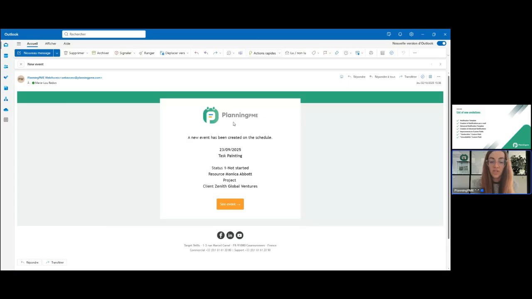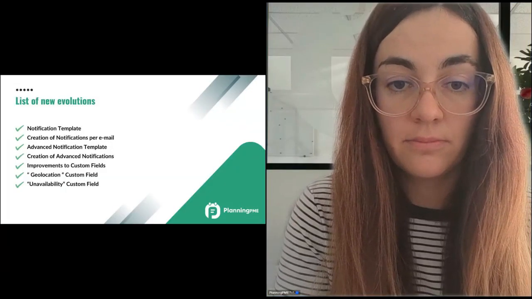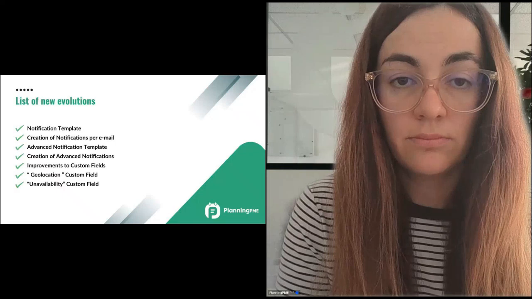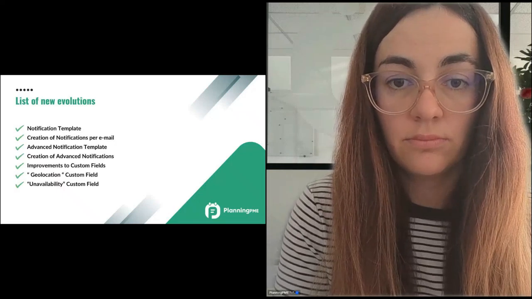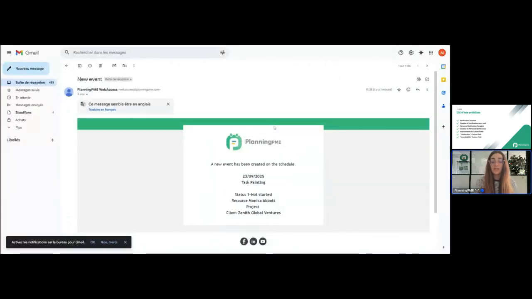As you can see now, we received also the notification for the resource Monica for the client Zenith Global Venture. And let me check 1 second here. I will share my screen again so that you can see that as the client, I received the notification as well. So as you can see now, as the client Global Venture, I also receive now the painting task. All right, so that was the first example.